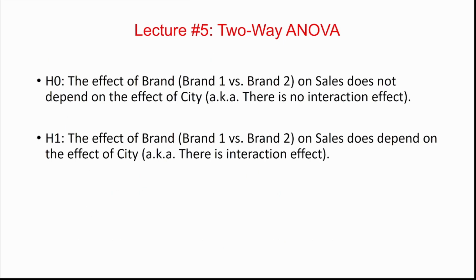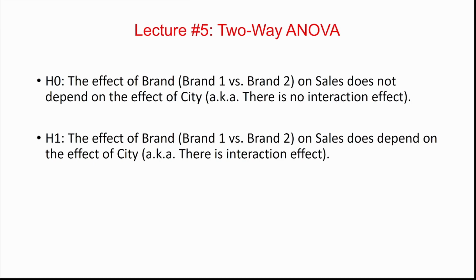So the null hypothesis is that the effect of brand 1 and brand 2 on sales doesn't depend on the effect of city. Namely, there's no interaction effect. I'm going to explain what interaction effect is in a bit, so don't worry about that. The alternative hypothesis is basically just removing the "not", so it depends on the effect. That's the interaction effect. So these are the null and alternative hypotheses.